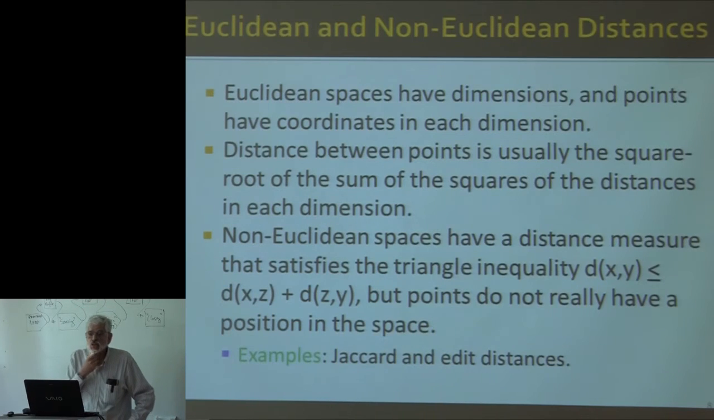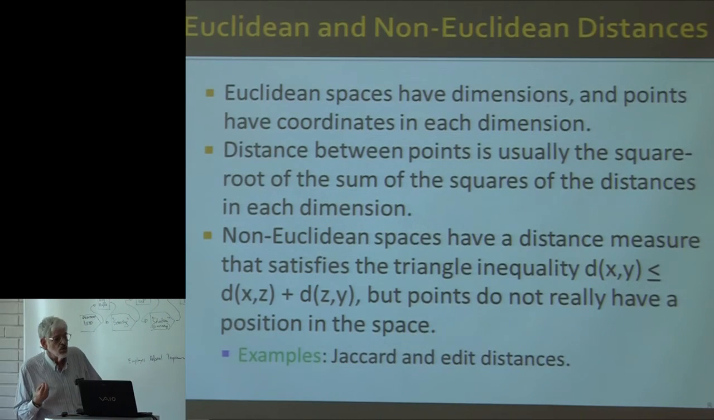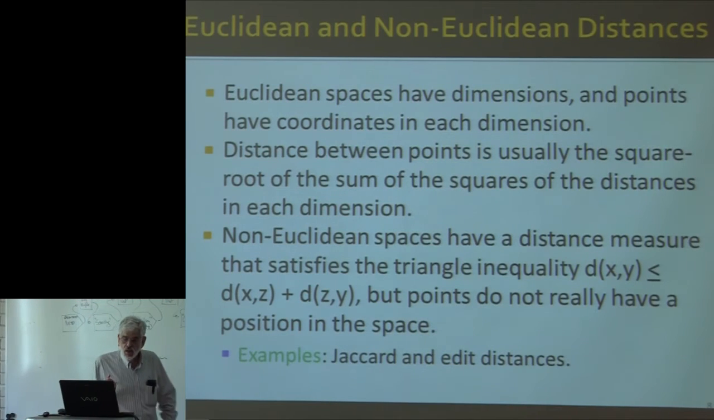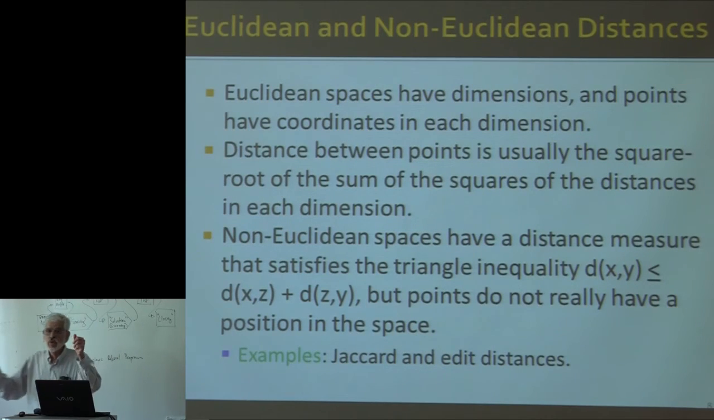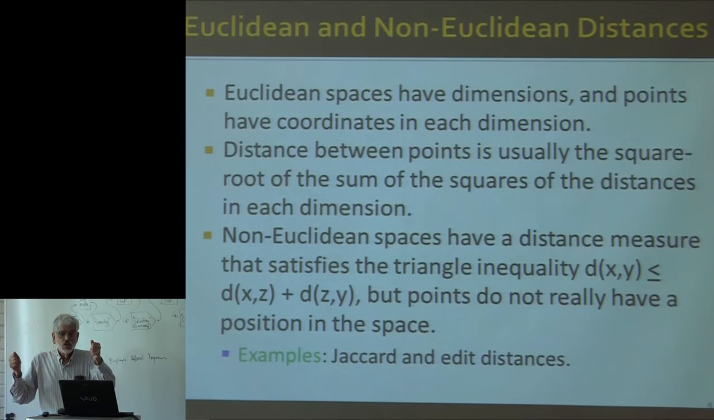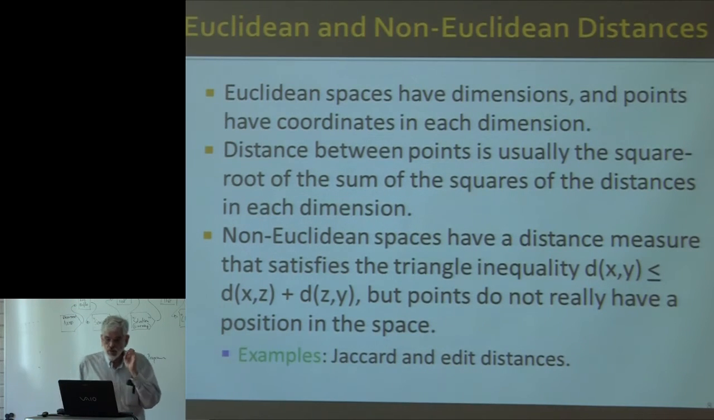That is, there are a lot of interesting clustering problems where the points have a distance measure, and usually it means it satisfies the triangle inequality. All distance measures have to satisfy the triangle inequality, which says the distance between 2 points, x and y, is never greater than the sum of the distances from x to some z, and then z to y. But the trouble is, in a non-Euclidean space, you've got a distance measure, but you don't have any place in the space.